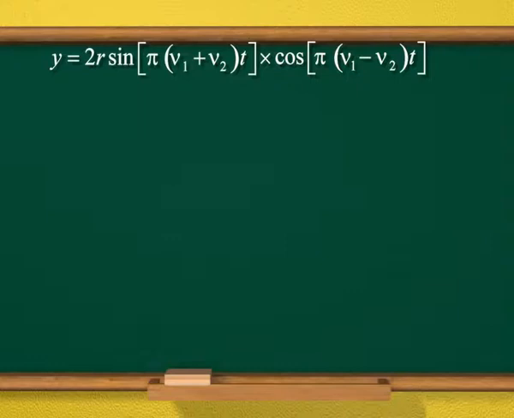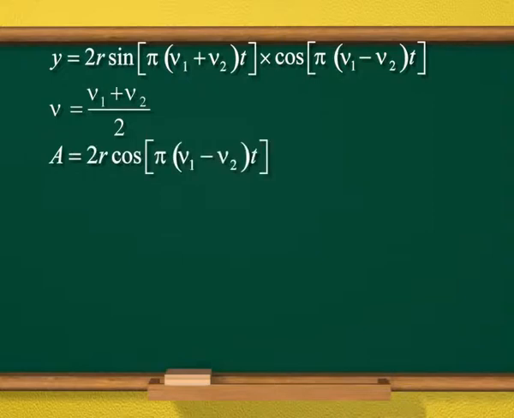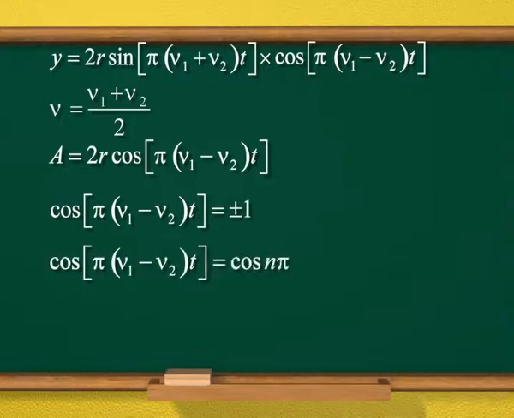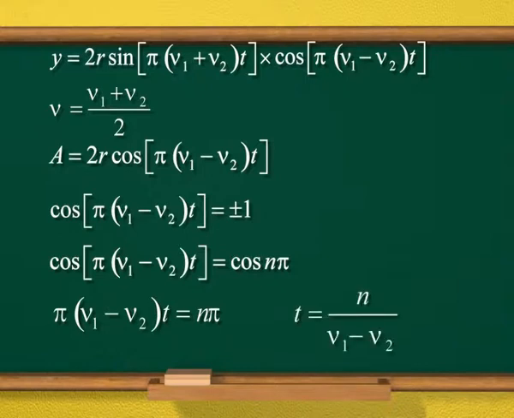This equation represents a harmonic wave of frequency (nu1 plus nu2) by 2. It is clear that the amplitude of the resultant wave, A, is equal to 2r cos of pi (nu1 minus nu2) into t, which varies with time. Amplitude A will be maximum when cos of pi (nu1 minus nu2) into t is equal to plus or minus 1. In other words, it must be equal to cos of n pi, where n is equal to 0, 1, 2, 3 and so on. So pi (nu1 minus nu2) into t must be equal to n pi. Therefore, t is equal to n by (nu1 minus nu2).